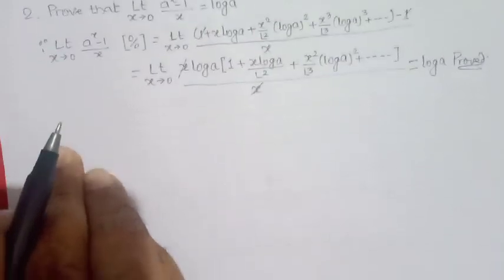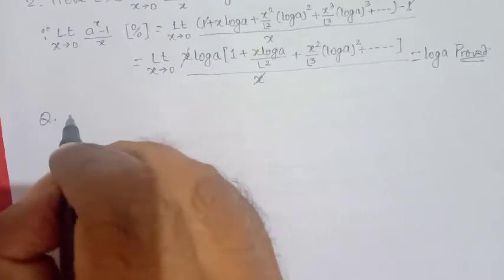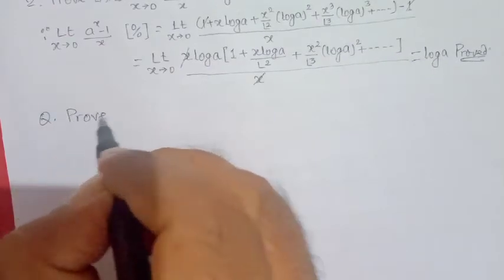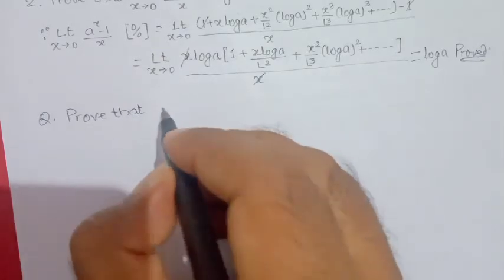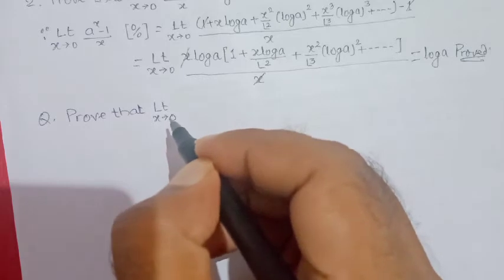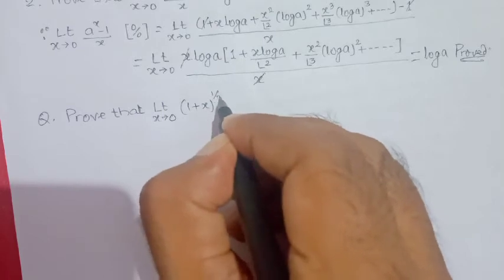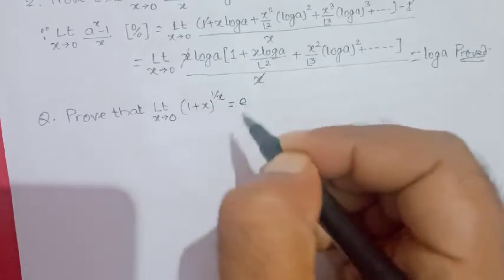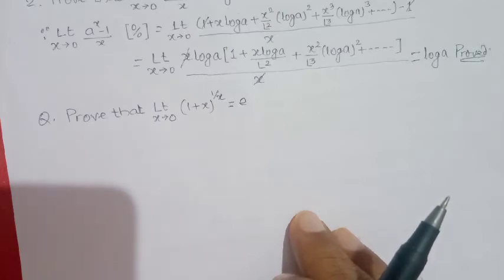Your next question is, see, the question is: prove that limit x tends to 0 of (1 plus x) to the power 1 by x is equal to e. Prove that limit x tends to 0 of (1 plus x) to the power 1 by x is equal to e. E stands for exponential.